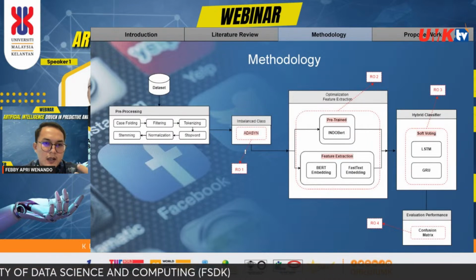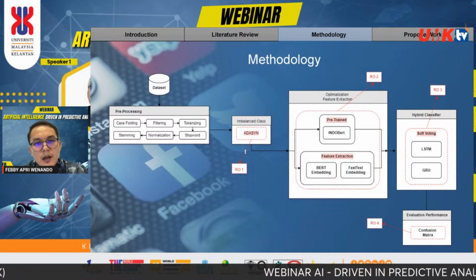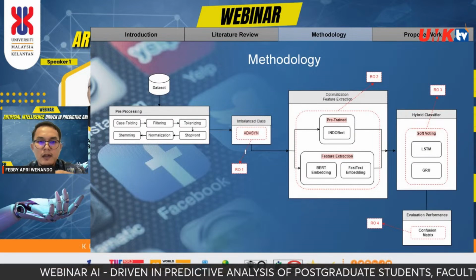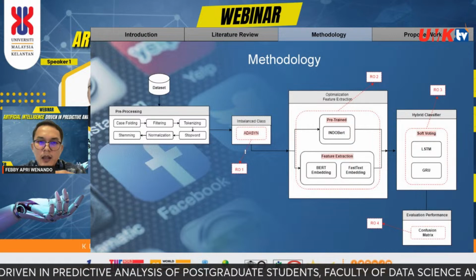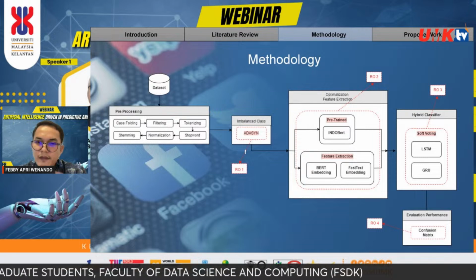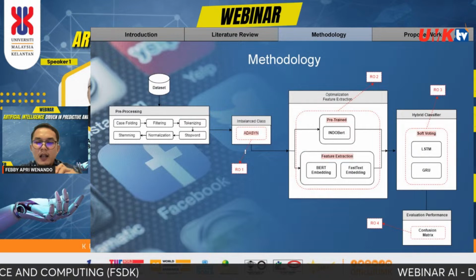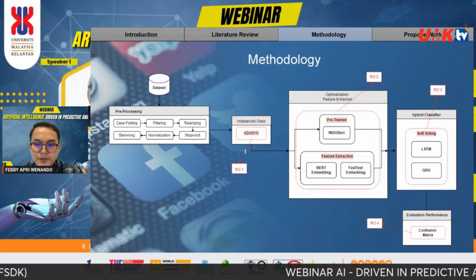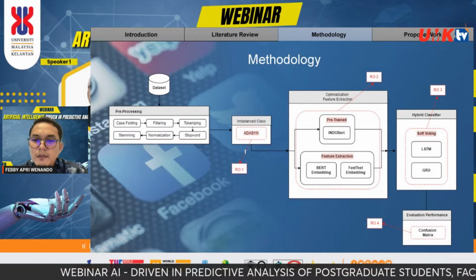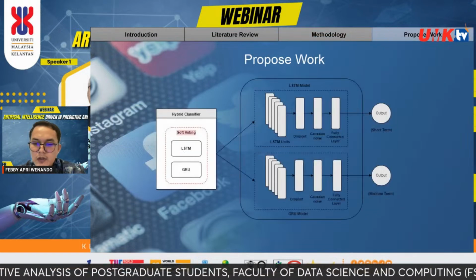We get the dataset, and after that we do the pre-processing. We solve the class imbalance; in my research I use the ADASYN technique for oversampling. Next I use feature extraction. After that we use a hybrid classifier for the learning algorithm. Then we get the evaluation performance, where we can use the confusion matrix.